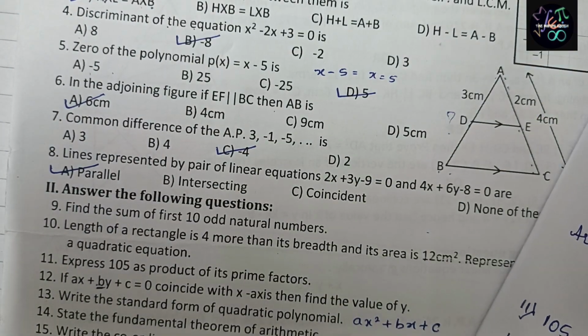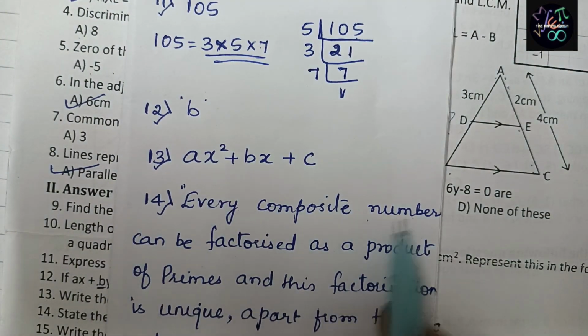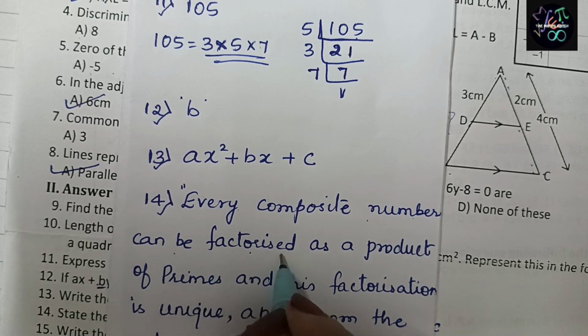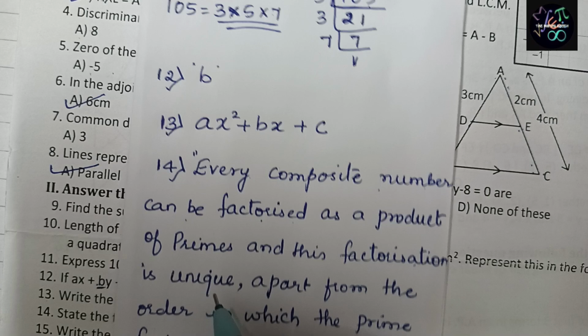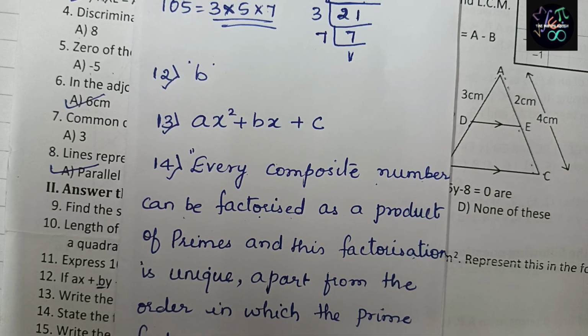State the fundamental theorem of arithmetic. We know that every composite number can be expressed or factorized as a product of primes, and this factorization is unique apart from the order in which the prime factors occur. This is the statement of the fundamental theorem of arithmetic.